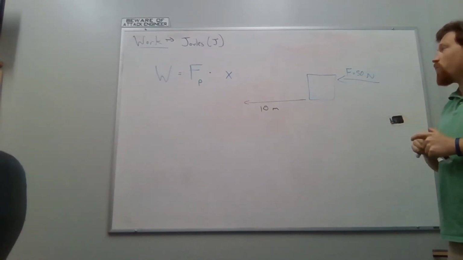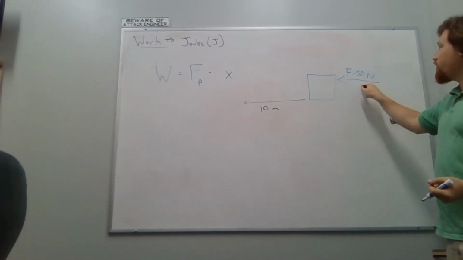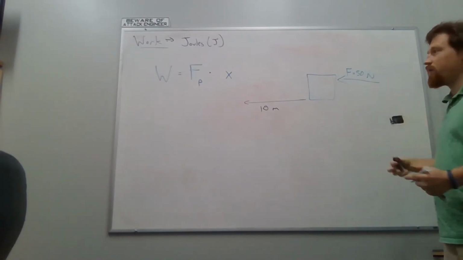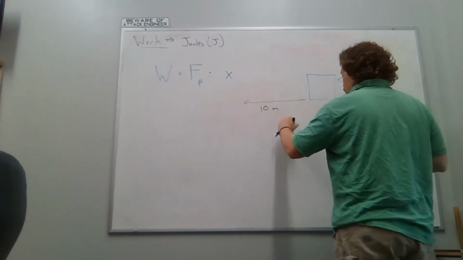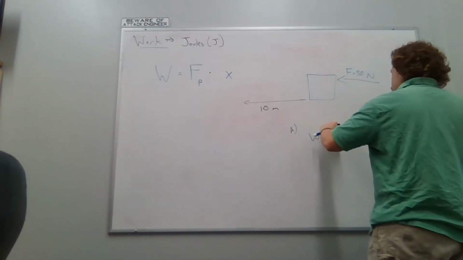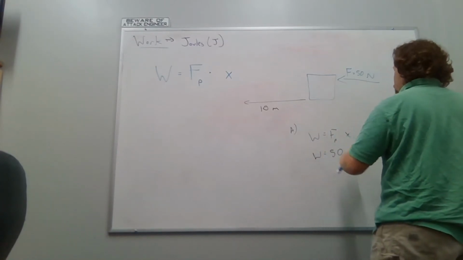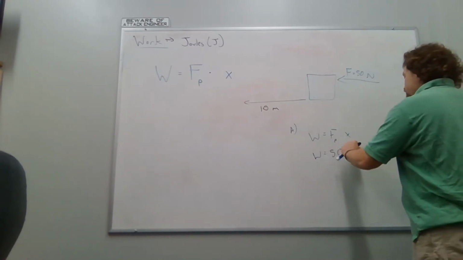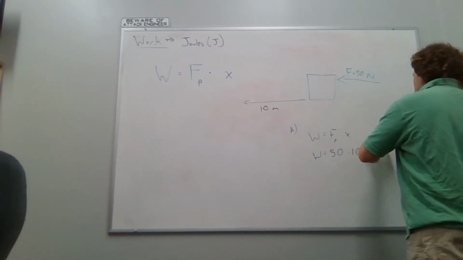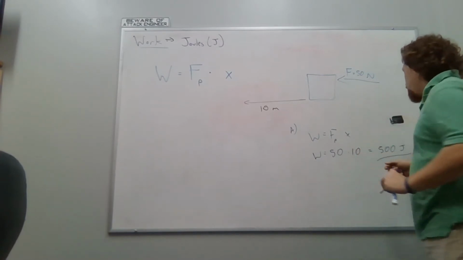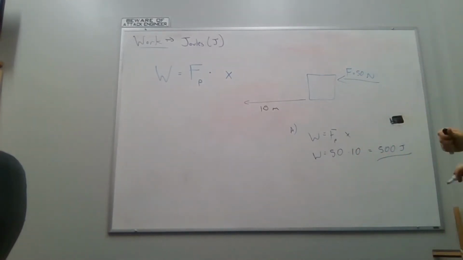So question 1 asks, how much work am I doing pushing this box? So our formula is work equals force parallel times displacement. I'm doing a force of 50 newtons that is parallel to our displacement of 10 meters. Therefore, in this act, I am doing 500 joules worth of work. That is the work that I am doing on this box right now.